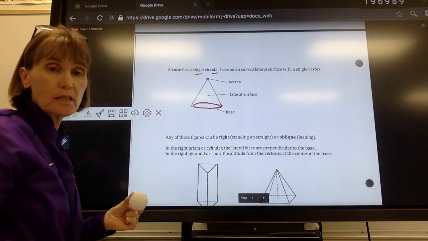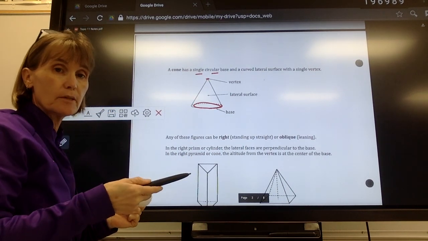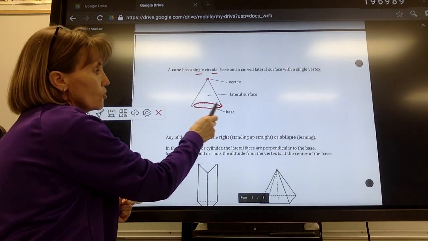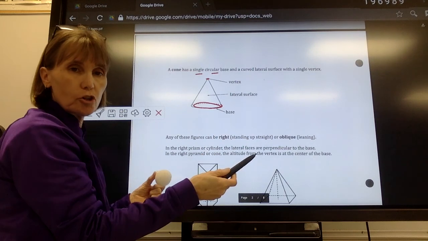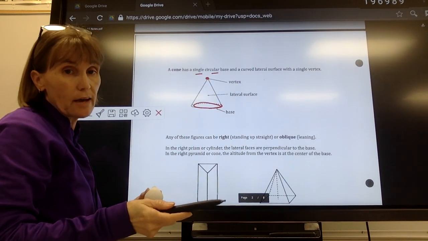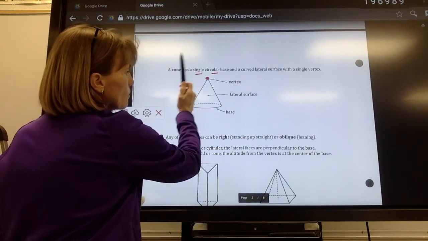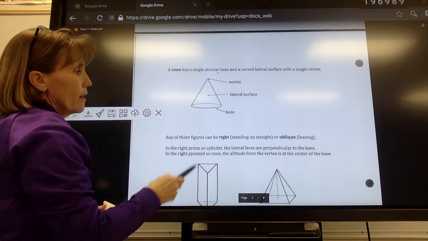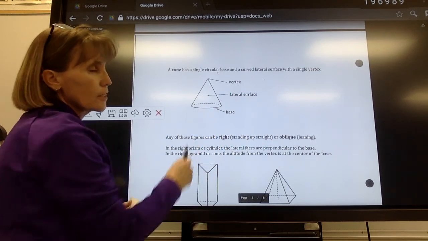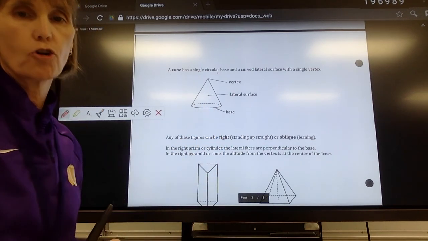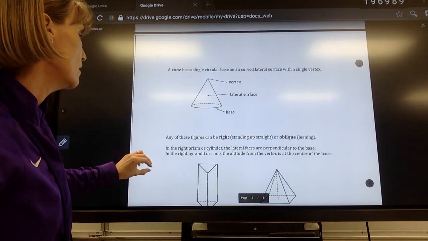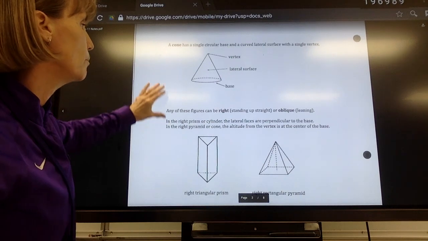Okay, so it's got some things in common with the cylinder. The base is going to be a circle, but the cylinder has 2 circular bases, whereas the cone just has 1. It's going to be similar to the pyramid, and then it comes to a point at the top. Okay, it does have a vertex. Okay, but it's not going to have any edges. Okay, we would call this a lateral surface like we did with the cylinder because it curves around, but it does have 1 vertex. Okay, it says any of these figures can be right or oblique.